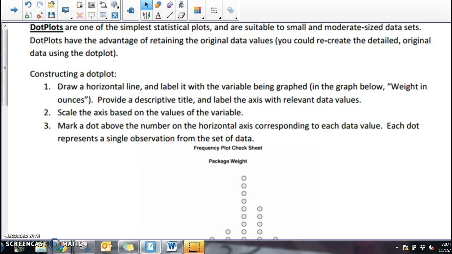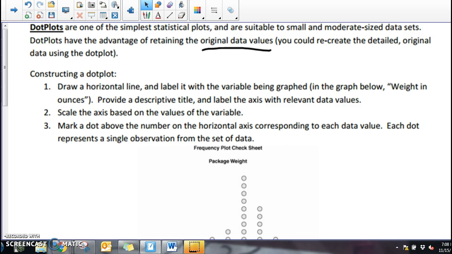Alright, the first graph we're going to look at today is called a dot plot. And on your paper it has the explanation of what a dot plot is and the way to construct one. It's probably one of the easiest ones to actually build. It does show all the individual scores, so you can tell exactly how many observations there were. You can also tell what they actually are. So you have the original data, which is always useful to have.